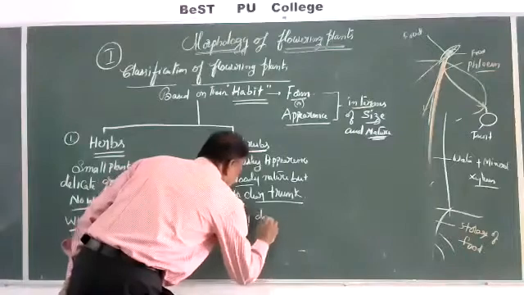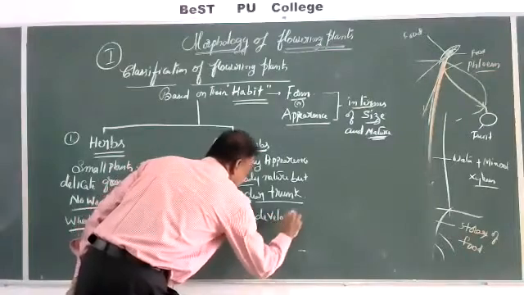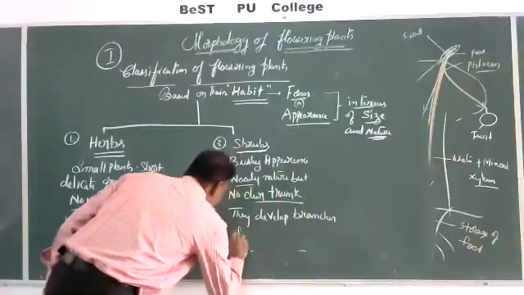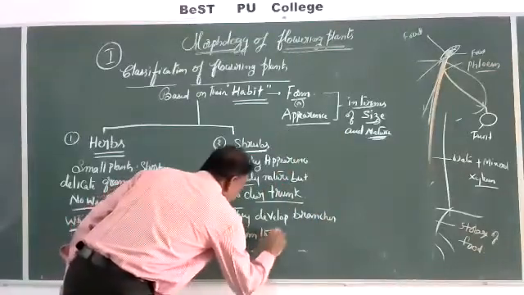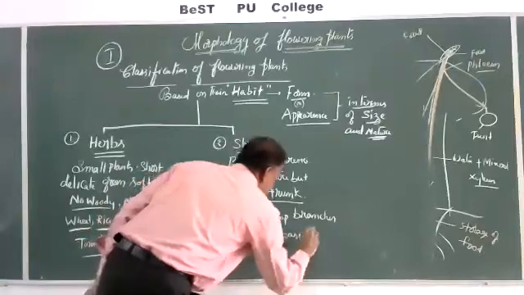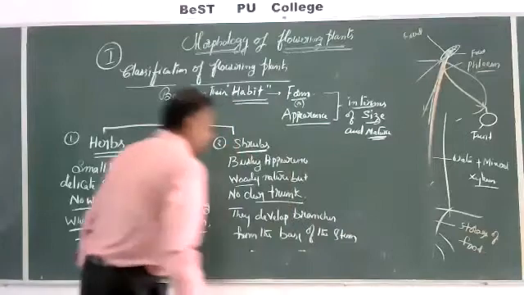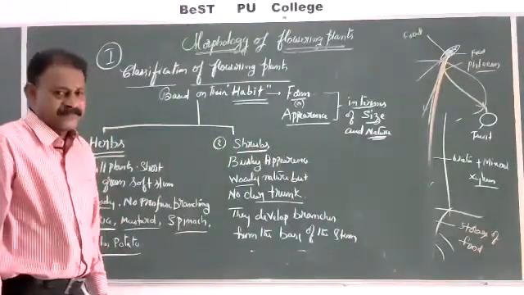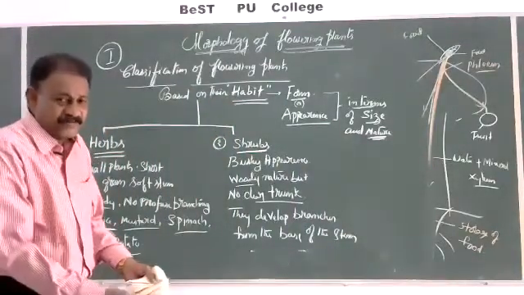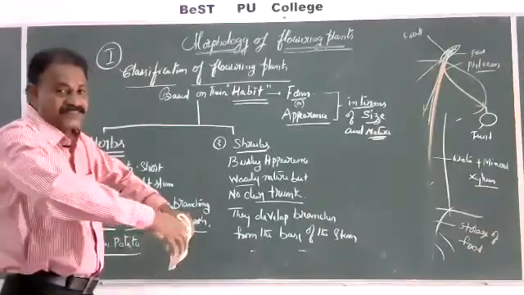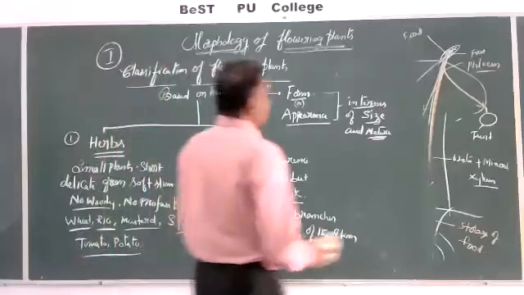They develop branches from the base of the stem. It means just from the surface of the soil, branches will be there. How to understand? See this.